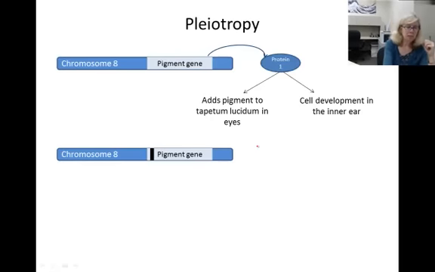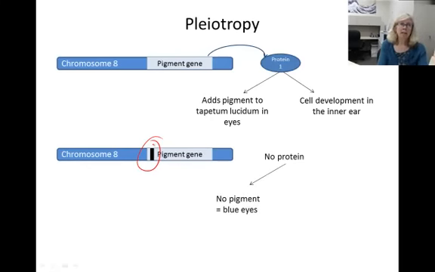If there's a mutation in the pigment gene that prevents the protein from being made, then there'll be no pigment added to the cell layer in the eye, so the eyes of the cat are a low pigment blue, and also the inner ear does not develop correctly, so that the cat will be deaf. This gene therefore has pleiotropic or multiple effects on phenotypes.